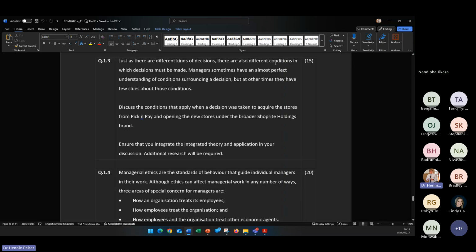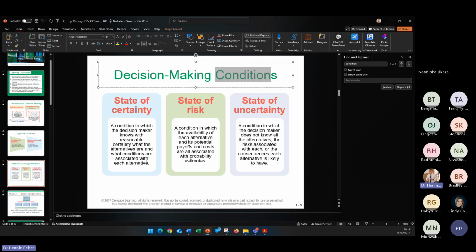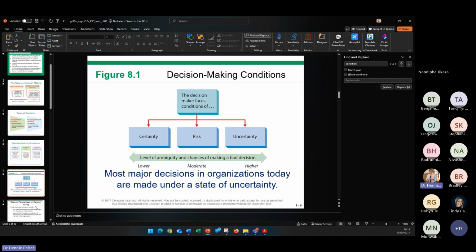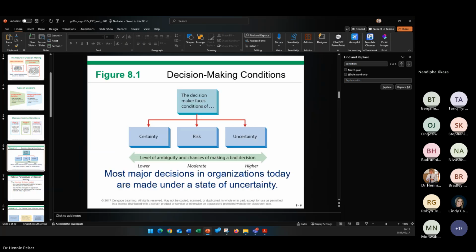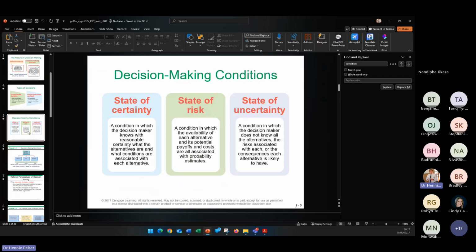There are different kinds of decisions, different kinds of managers. Sometimes they have almost perfect information, but at other times they have few clues. Discuss the conditions that would apply. So we are looking at chapter 8, slides 5 and 6. I'll discuss it now.